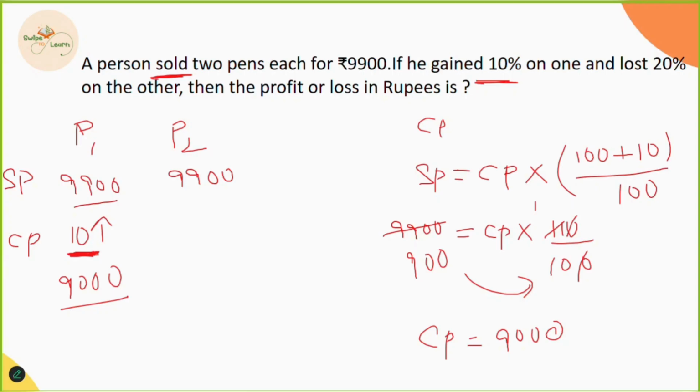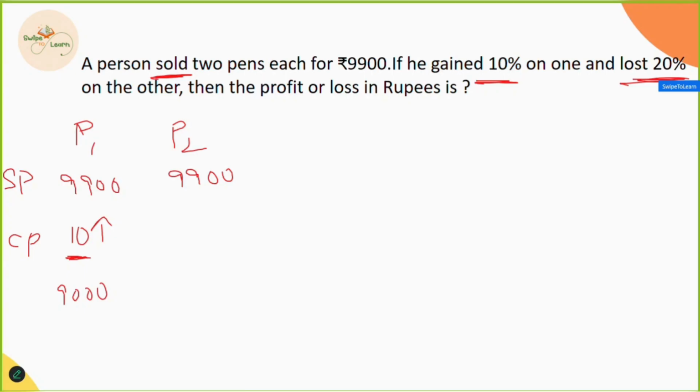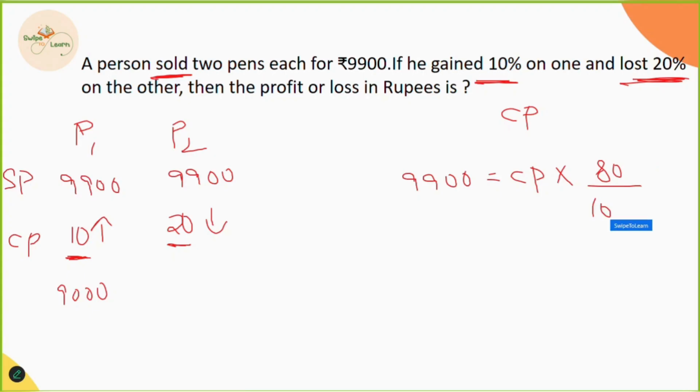Similarly, for pen 2 we have to calculate the CP. For pen 2 there is a loss of 20%. Then how can we calculate CP? SP equals CP into 100 minus, because a loss percent is given, so 100 minus the loss percent divided by 100. SP is 9,900 equals CP into 100 minus 20, which is 80, divided by 100. The zeros get cancelled, and 2 fours are 8, 2 fives are 10, so that means 9,900 into 5 divided by 4.